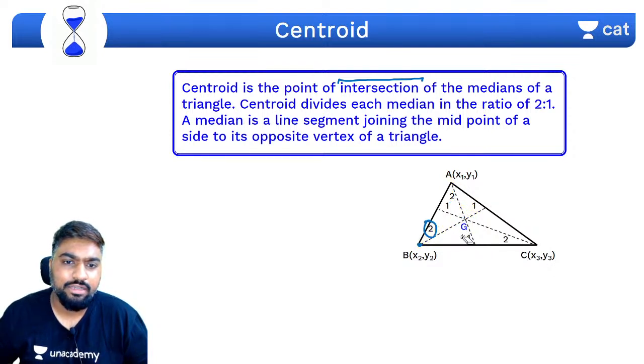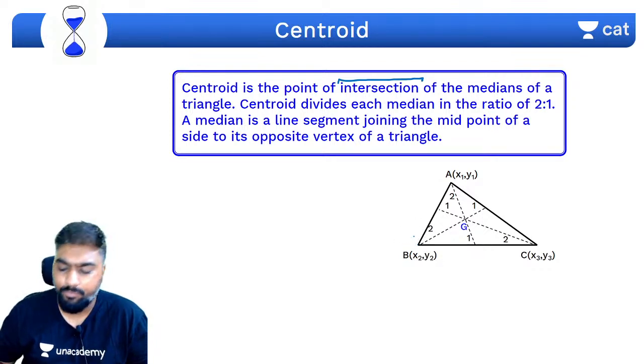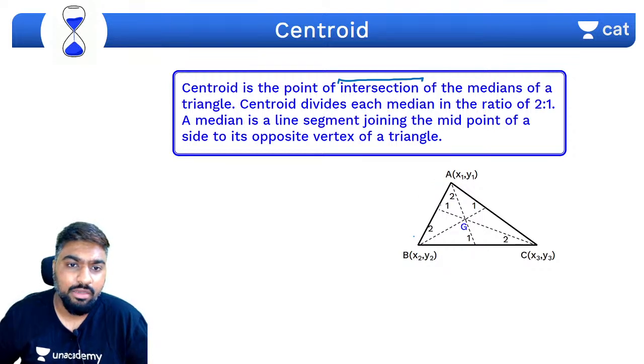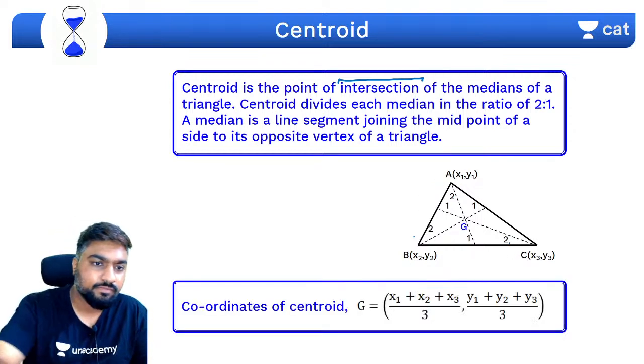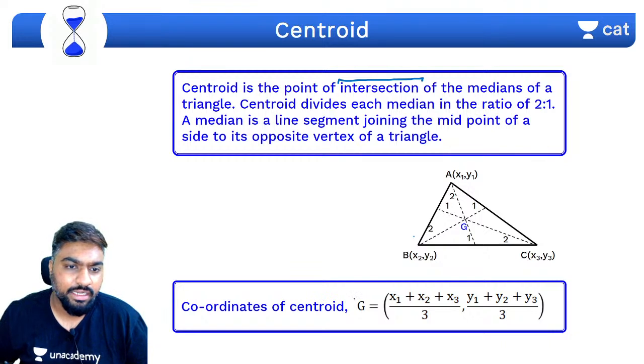Since a centroid is where all three medians meet, you're basically going to take the arithmetic mean of all three coordinates. So for a centroid G, the x coordinate is going to be the arithmetic mean of the three x coordinates, x1, x2, x3.